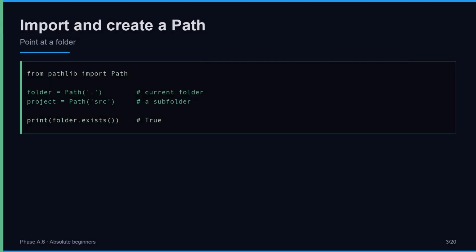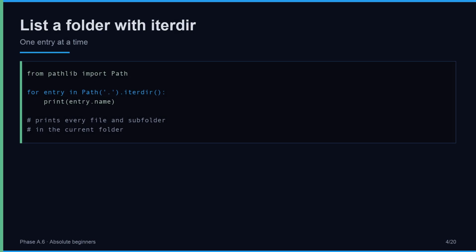Start simple. Import Path. Create a path that points at a folder. Path(".") means the current folder, the one your script is running in. Path("src") means a subfolder called src. You can check whether that folder exists by calling the exists method, which returns True or False. Path objects are cheap to create, they are just pointers. Nothing is read from disk until you ask for something, like exists or the file listing. Point at a folder.